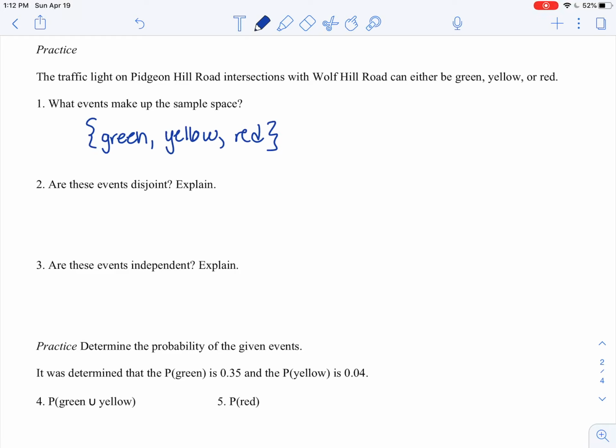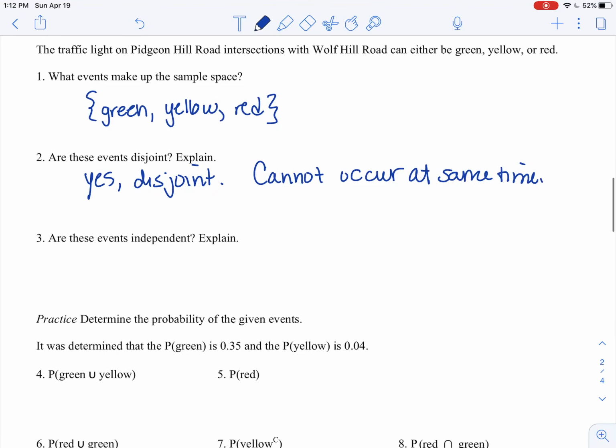So the first question is, are these events disjoint? Can they occur at the same time? Can the light be green and yellow at the same time? Can the light be yellow and red at the same time? The answer is no. They're not going to happen at the same time. So yes, these are disjoint. Okay? They cannot occur at the same time. So that means when you go to eventually add probabilities together, you'll be able to just add the probability of one thing plus the probability of the other without having to worry about using a different formula.